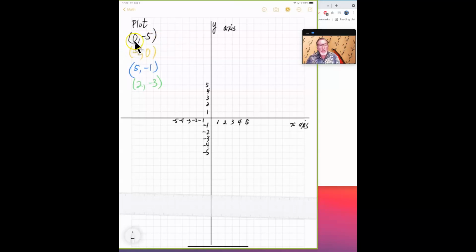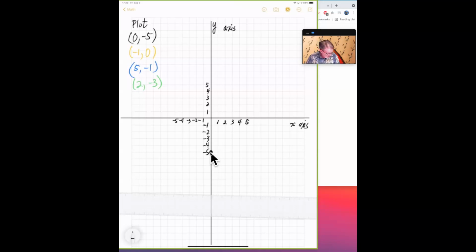So we're going to go out the x-axis to 0. So 0 is right here. So this is where it will be on the x-axis, and then on the y, we take the next number, go down -1, 2, 3, 4, 5. We're at -5. We're going to put a point there. That's going to be our first point.